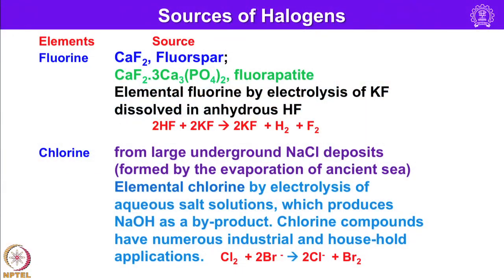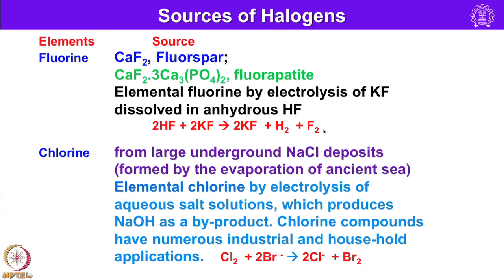Let us look into the sources of halogens. Fluorine sources are essentially calcium fluoride, also called fluorospar, and calcium fluoride containing calcium phosphate, that is fluoroapatite. Elemental fluorine is obtained by electrolysis of KF dissolved in anhydrous HF. One can see the equation shown here.